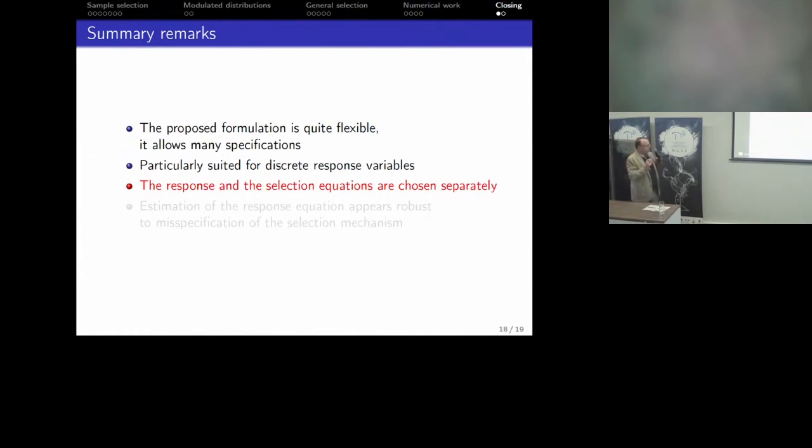And one good aspect, in my view, is that the response and selection equations can be chosen separately. My conjecture is that this is also the reason why the estimates of beta are so robust. And as already mentioned, there is this essential robustness, a form of robustness with respect to the misspecification of the sensor.